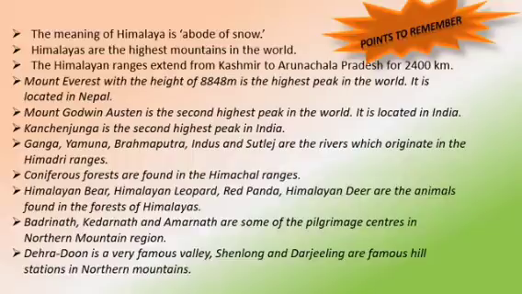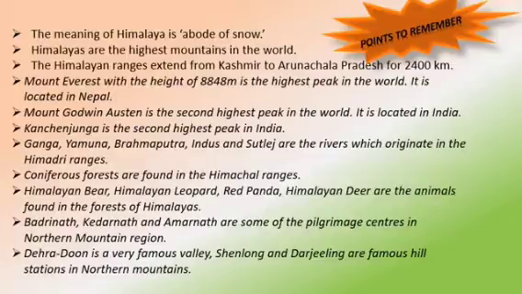Mount Godwin Austen is the second highest peak in the world. It is located in India. Kanchenjunga is the second highest peak in India. Ganga, Yamuna, Brahmaputra, Indus and Satluj are the rivers which originate in the Himadri ranges. Coniferous forests are found in the Himachal ranges. Himalayan bear, Himalayan leopard, red panda, Himalayan deer are the animals found in the forests of Himalayas. Badrinath, Kedarnath and Amarnath are some of the pilgrimage centers in northern mountain region.